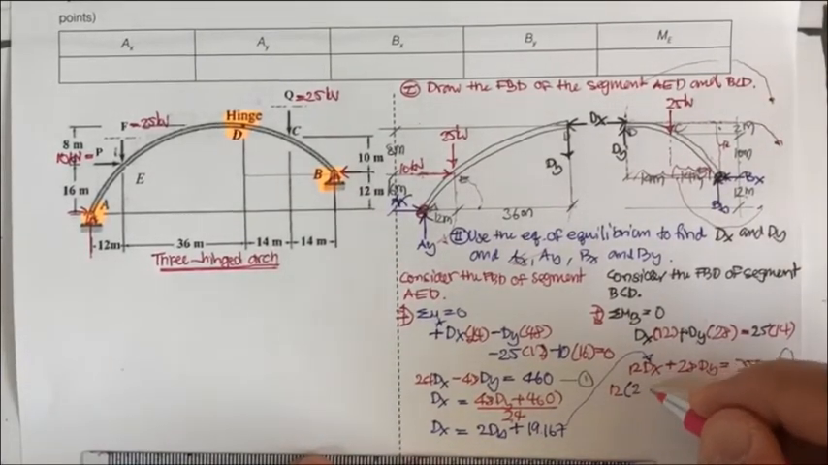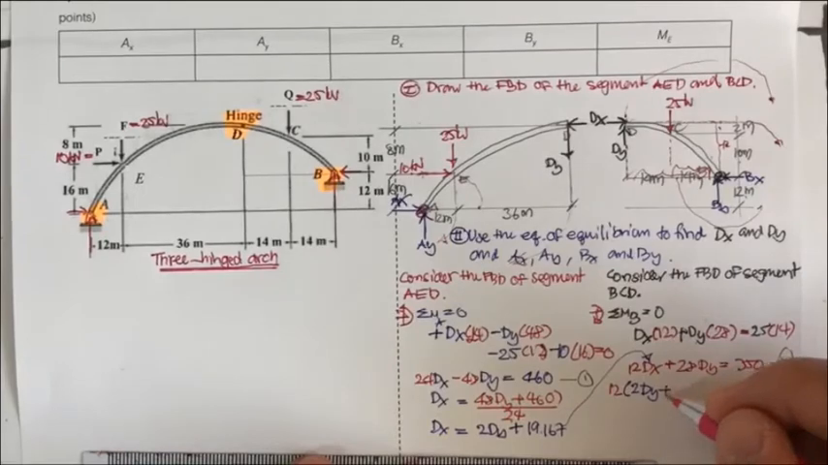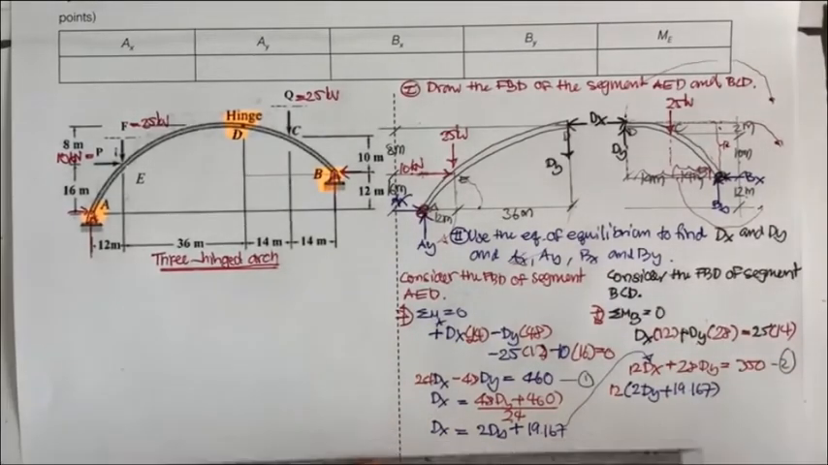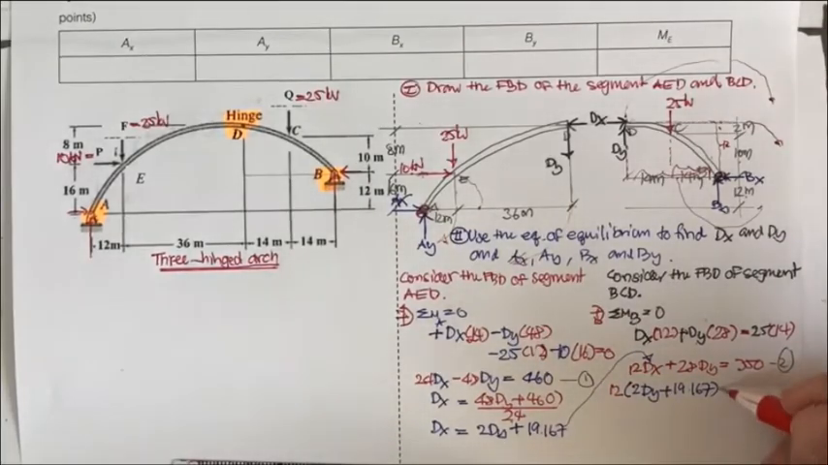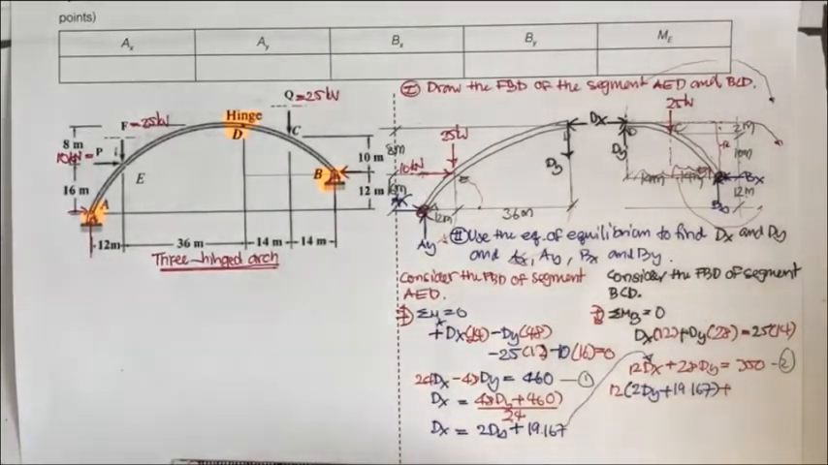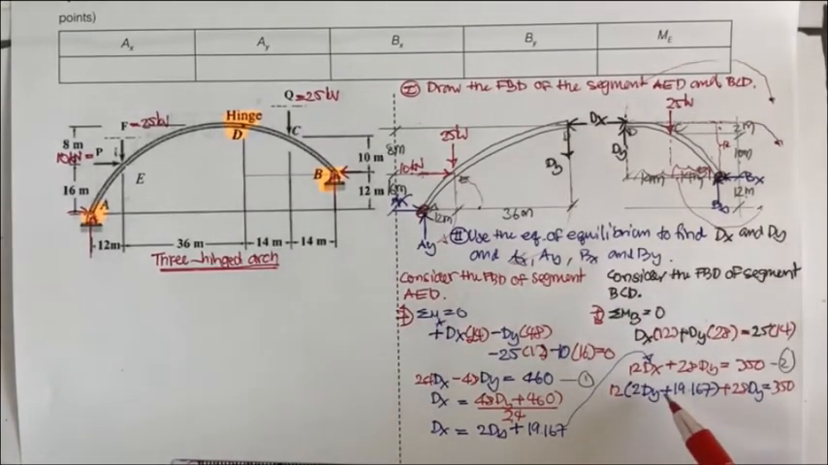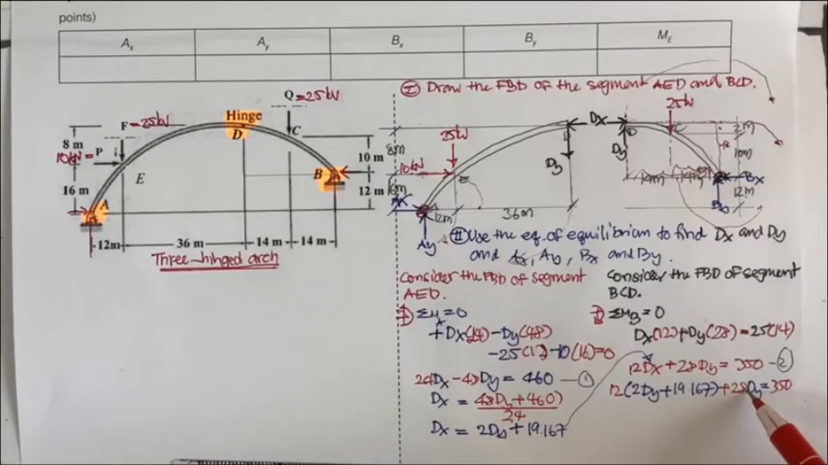Okay, and then you plug this equation back into this, so you're going to get 12 times 2 D sub y plus 19.167. Okay, and then you may plus 28 D sub y, and then you get equal to 350, and then you can rearrange. See, this is going to be 24 D sub y plus 28 D sub y, and this is going to be times.